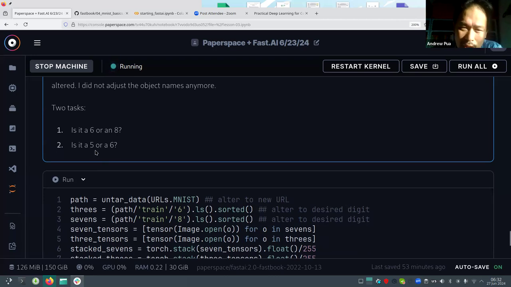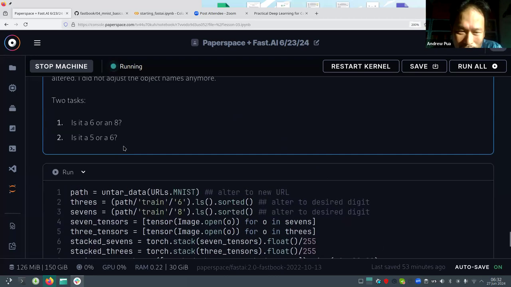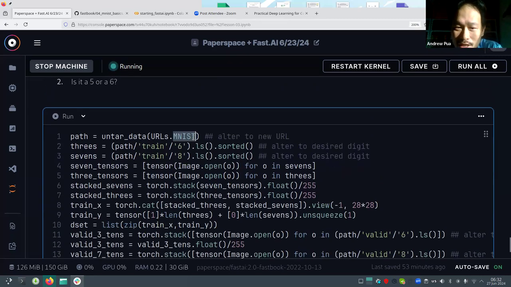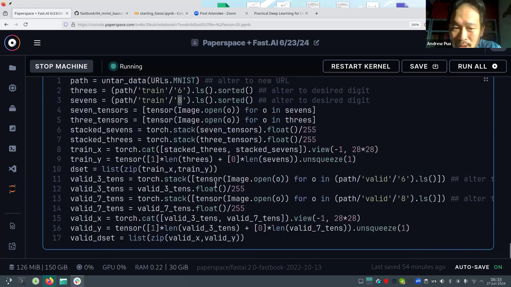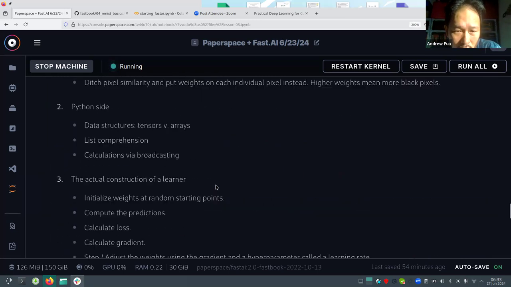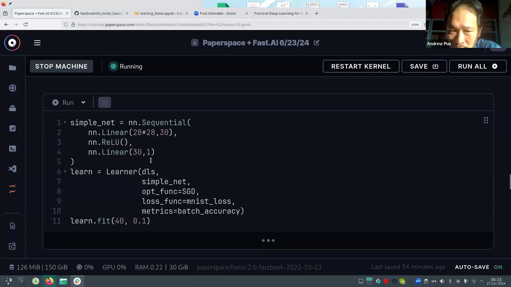So I stopped experimenting after a while because I had other things to do as well. But in case you're interested, you just have to change the source of the URLs. Once you have the new set of URLs, instead of urls.mnist sample, you just use mnist and magically it actually works. Then you point to the directory 6 and 8, and you could go through this digit classification for 6 and 8 in pretty much the same way as described in the chapter. Once you have that, you just implement this learner, adjust things here and there, and that should be okay for 6 and 8. But for 5 or 6, it's not very okay.